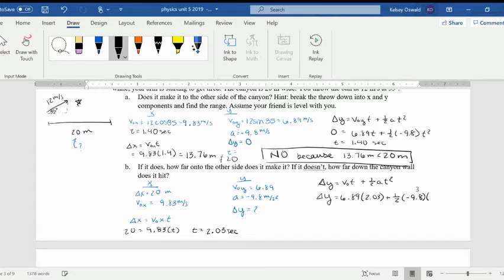If you wanted to, you could also solve part A this way, because you would see once that ball does travel the full 20 meters, its vertical position is going to be negative 6.28 meters. That means it's going to land 6.28 meters below the edge of the cliff. So it didn't make it fully across. It landed beneath the edge of the cliff. So if you wanted to, you could also solve part A that way.